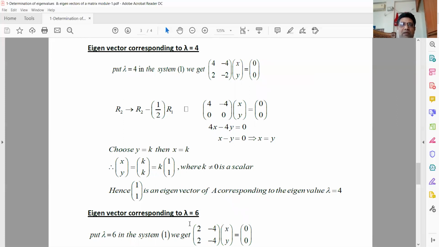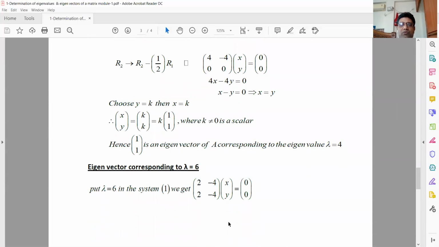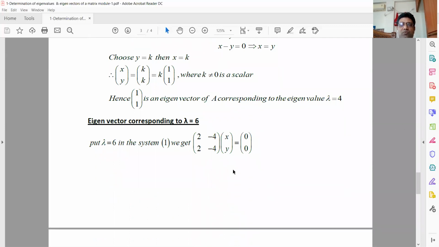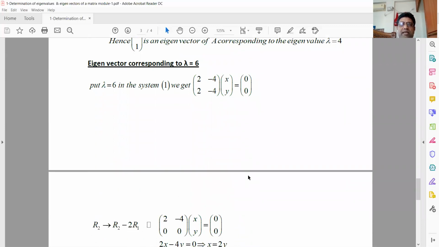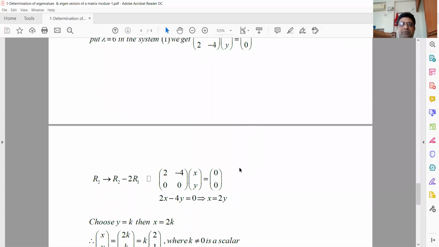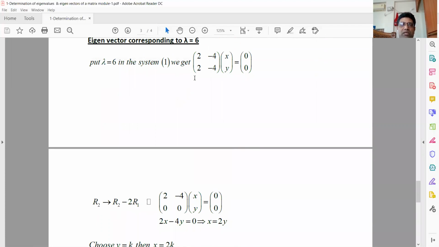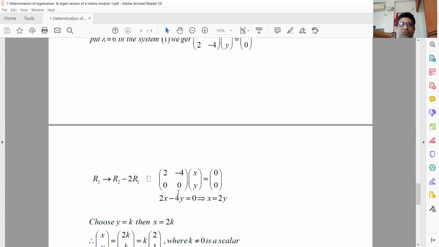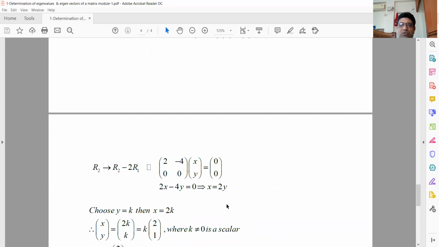So substitute lambda equals 6 in the system. Then you will get this equation: 2, minus 4, 2, minus 4, x y equals 0. Once again, make this an upper triangular matrix. For this I am doing this row operation: R2 minus R1. If I do R2 minus R1, I will get 2x minus 4y equals 0. From this, x equals 2y.